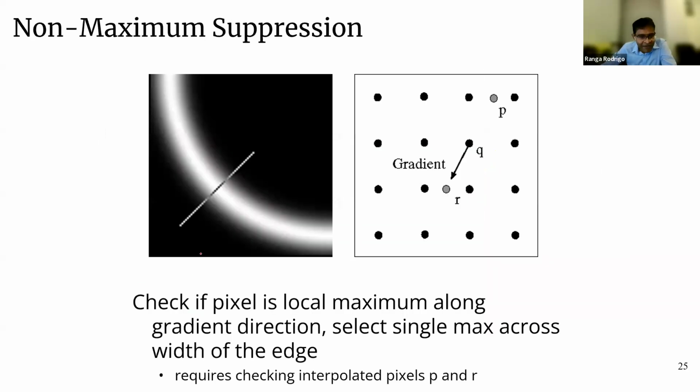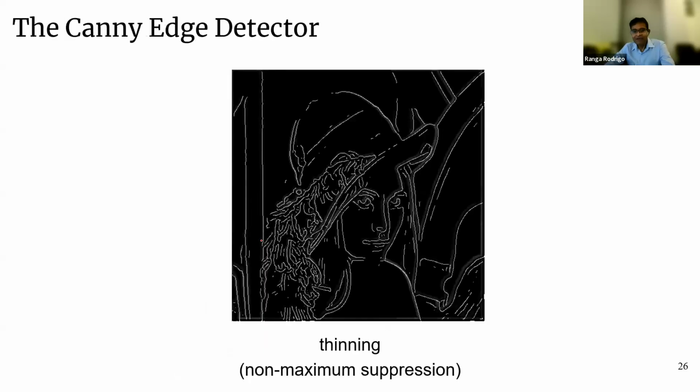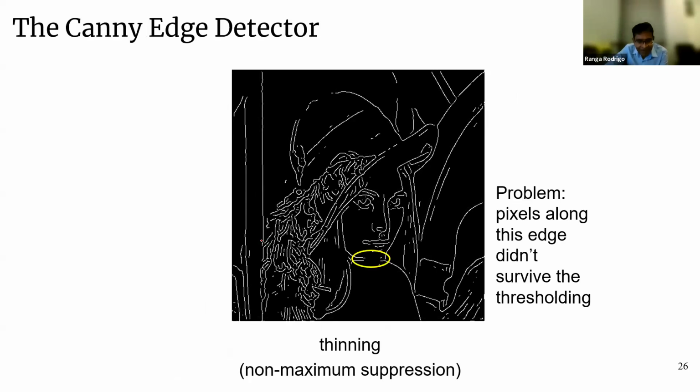You can see we draw a line perpendicular to the edge. Computationally we can do that. And then we find the maximum point there. I will not go into more details than that. With that operation, you can get single pixel lines. Now this is nice, but unfortunately, you can see some edges are broken. The problem is pixels along this edge didn't survive the thresholding.